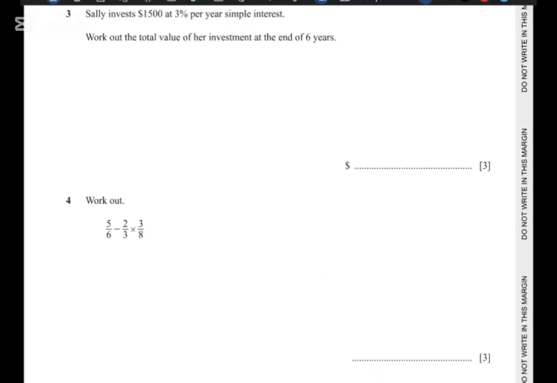Question number 3. Sally invests 1,500 at 3% per year simple interest. Work out the total value of her investment at the end of 6 years. So this is a simple interest question, and they are asking us the total value. The total value of her investment will be the principal plus the simple interest. The formula is principal times rate times time, divided by 100. Cancel out these zeros in 1500 and 100 in the denominator. Then 15 times 3 times 6, or 15 times 18 we can do, because 3 times 6 is 18.